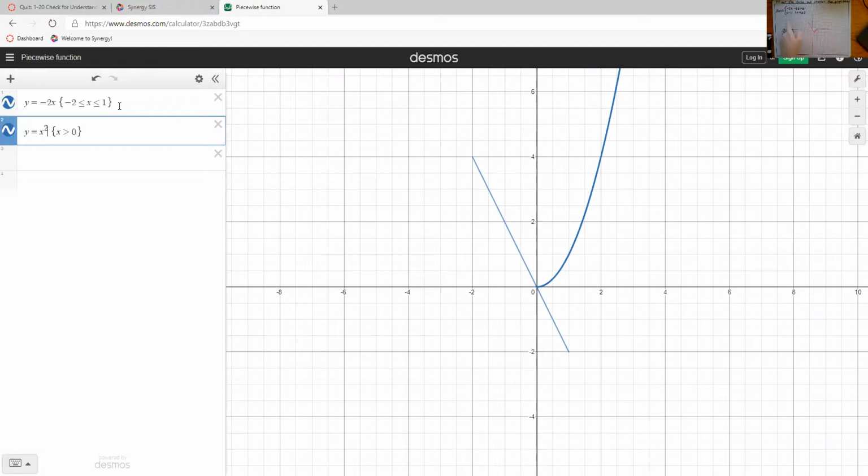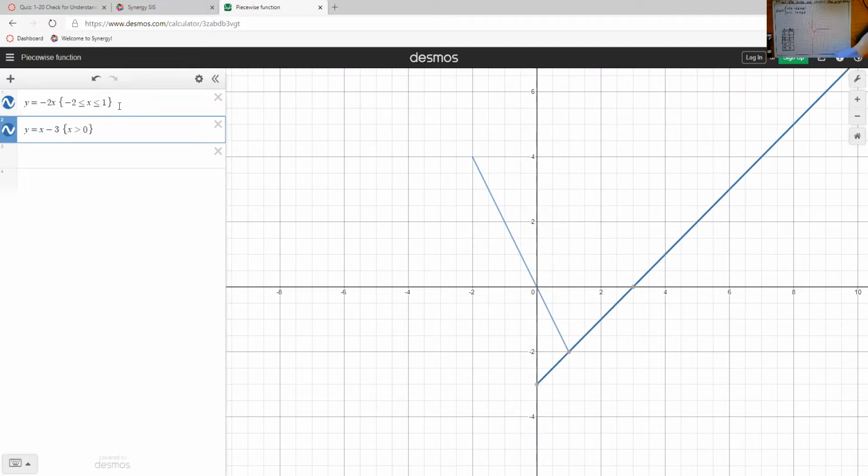Our other rule is x minus 3, and it is used when 1 is less than x is less than or equal to 3. Fair enough? So it looks like we graphed it correctly.